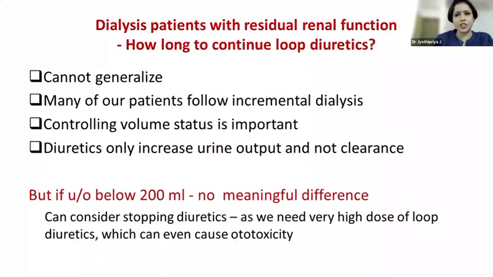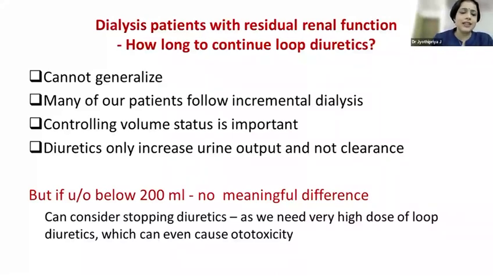As long as the patient is having good diuresis and everything is well, we can continue. But the question is, when to stop this? Do we have to continue if the urine output is less than 200 ml? My personal opinion, just like the poll result had showed, is that when the urine output is less than 200 ml, there is no meaningful difference in giving the diuretics.